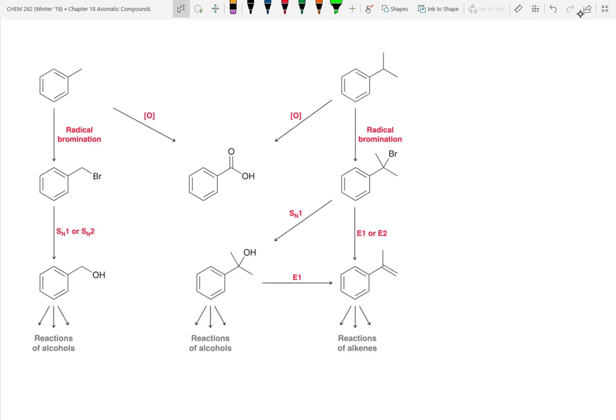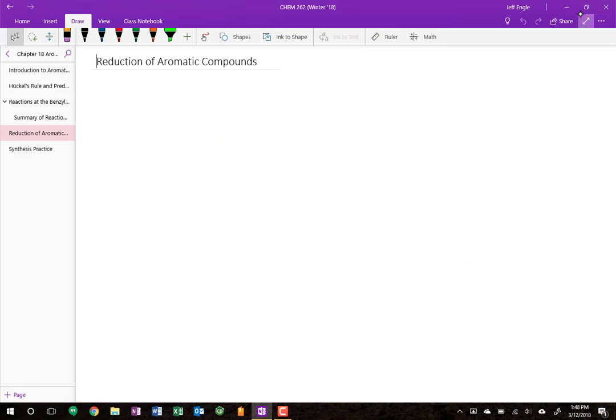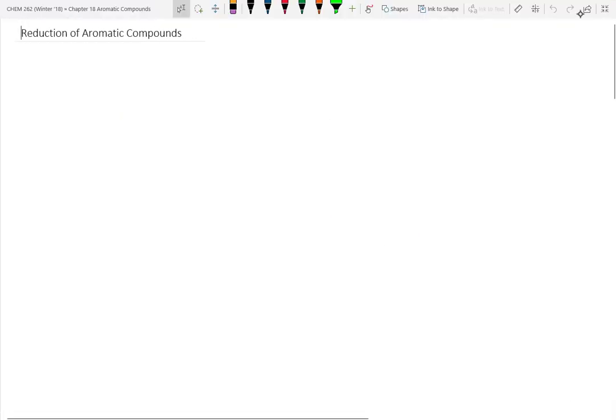What we're going to do if we have extra time today is practice some of these synthesis problems. I feel like it makes more sense to actually do practice problems than to just see a chart. Make sense? All right, one last reaction for second term organic chemistry, believe it or not. Reduction of aromatic compounds.